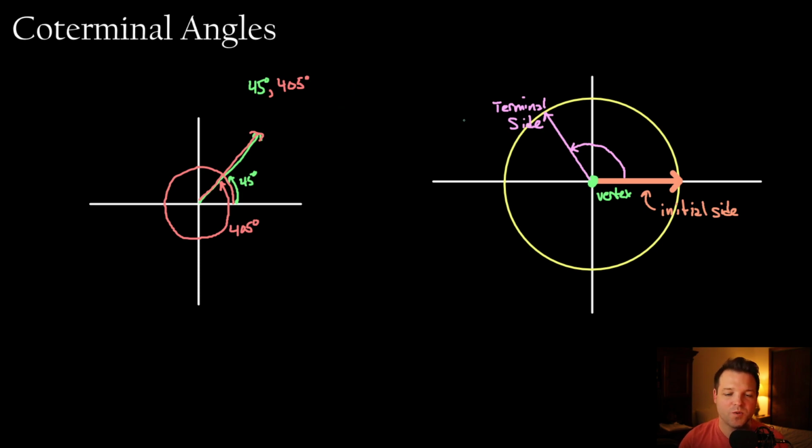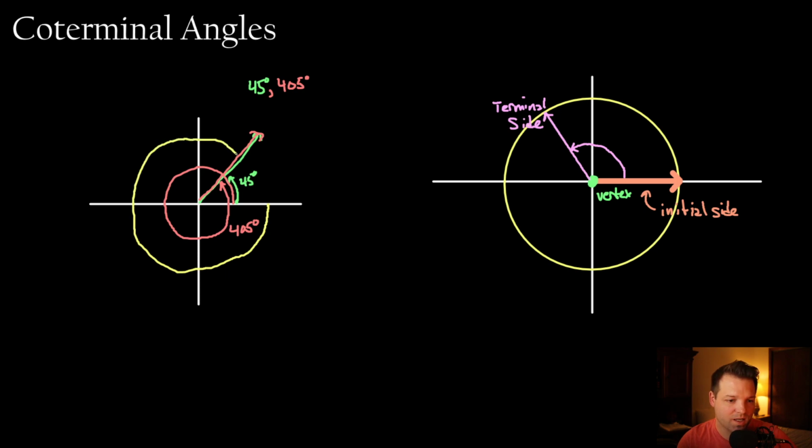Let's see if we can come up with another angle that is coterminal to this. And let's go the opposite direction this time. We always start at the initial side. And let's go this way. I'm going to start, and I'm going to go negative this time, the opposite way. And you can go negative degrees, and you're just going clockwise at that point.